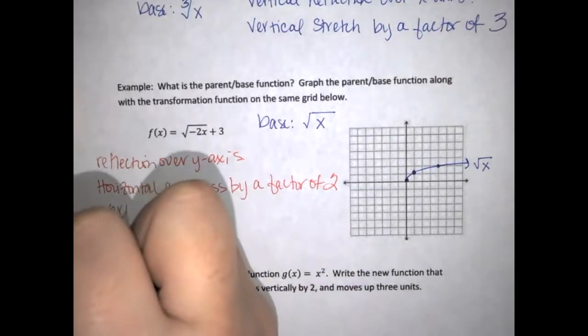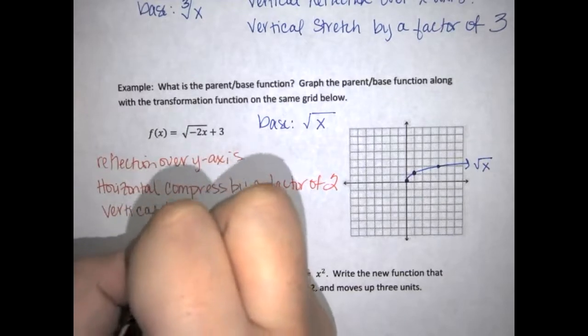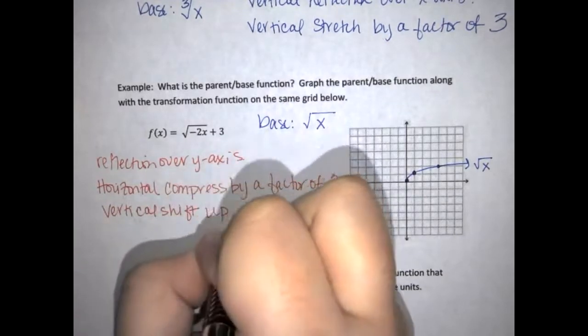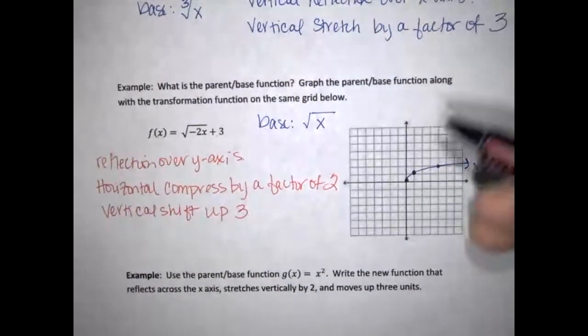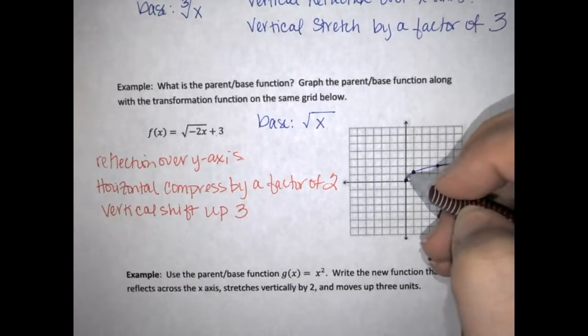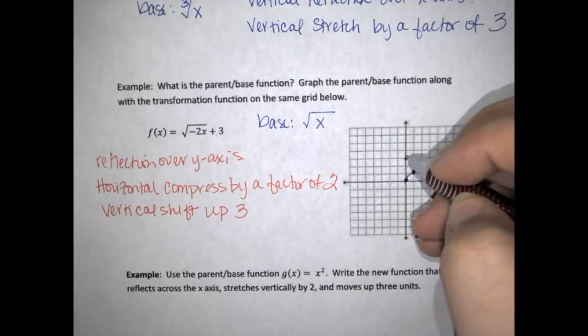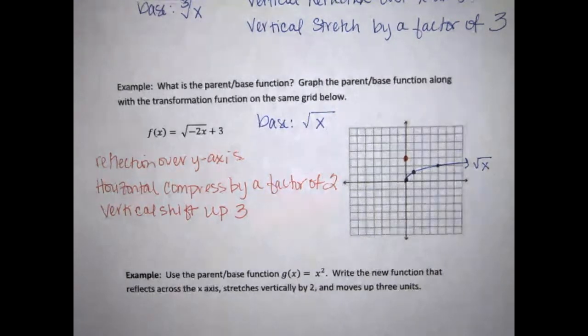Okay. And then here, I've also got a vertical shift going on. So I have a vertical shift, and I'm going up 3 because it's a plus. So the first thing that I would do is I would take my origin point, and I'm going to say, okay, let's go up 3, 1, 2, 3. And so there's that. And then I am horizontally compressing my function, and I'm doing it by a factor of 2.